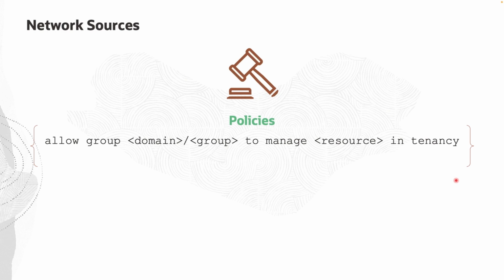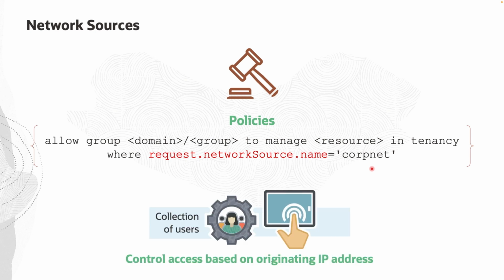So how do we do that? We use the keyword request.networksource.name in our policy and provide the network source as a parameter. Now this policy will allow a group of users to manage resources in your tenancy only if the request originated from IP addresses that we have specified in this particular network source. So by using this variable in your condition and creating network sources with a list of IP addresses, you are effectively controlling access to your resources.